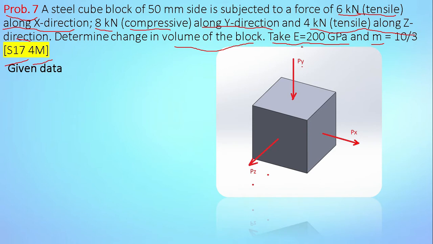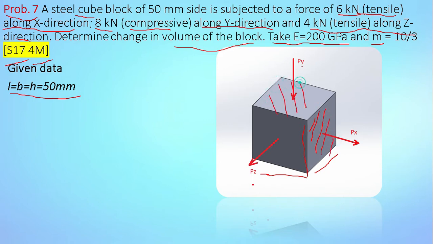So first of all, we will find out the given data. As it is a cube, the length, breadth and height are equal. So L is equal to B is equal to H is equal to 50 mm. As it is a cube, all these areas will also be equal.